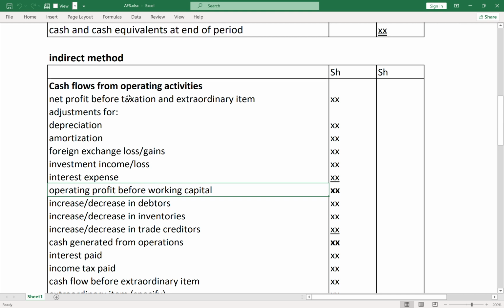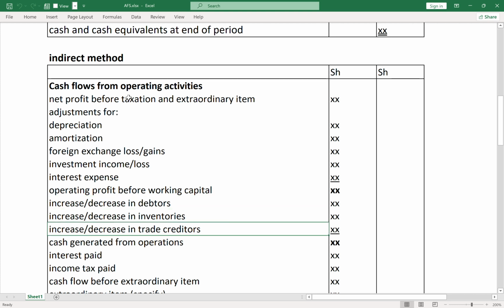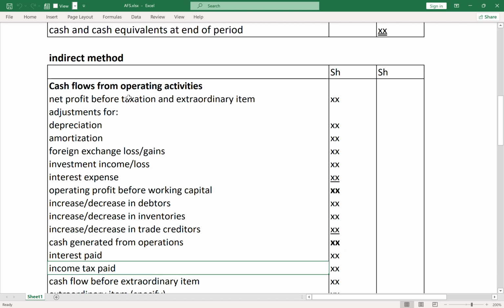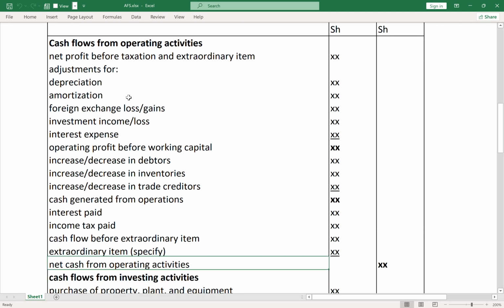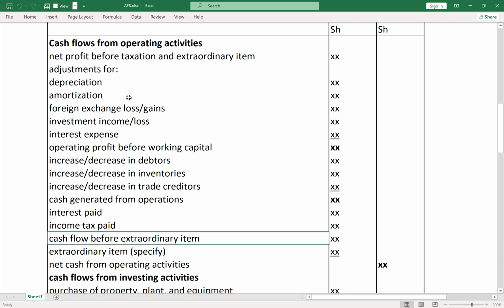So we have the operating profit before working capital. So we have increase or decrease in debtors, increase or decrease in inventories, or increase or decrease in trade creditors. So we have to add all that, so that we can now obtain the cash generated from the operations. And here we have to adjust the interest paid and income tax paid. We have to add all this, so that now we can also have the cash flow before extraordinary item.